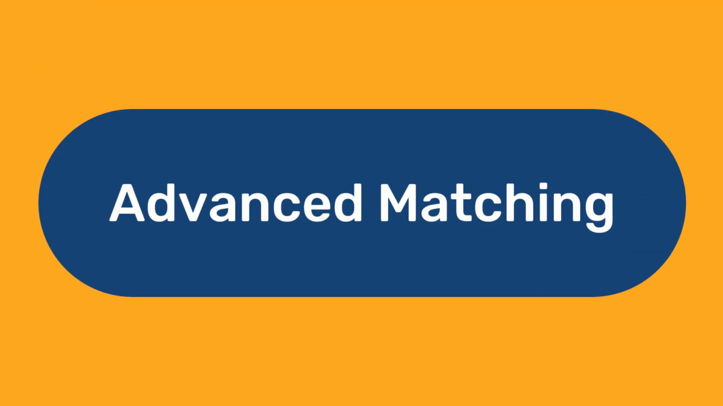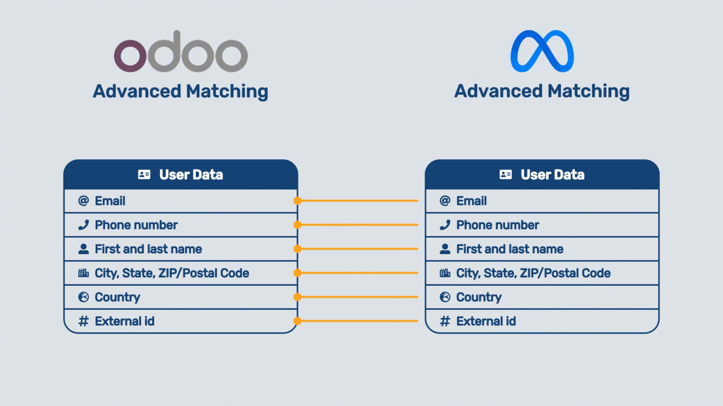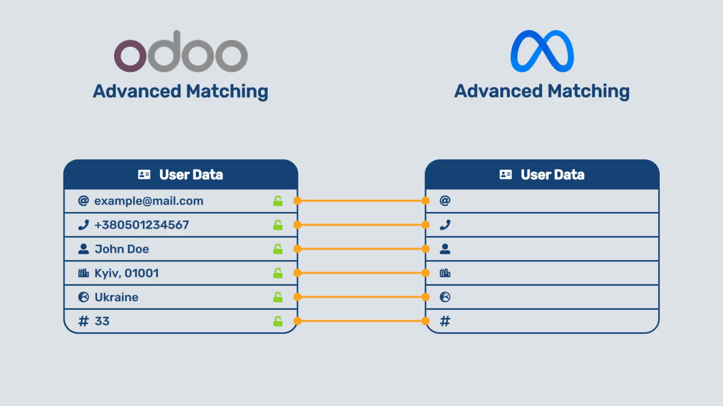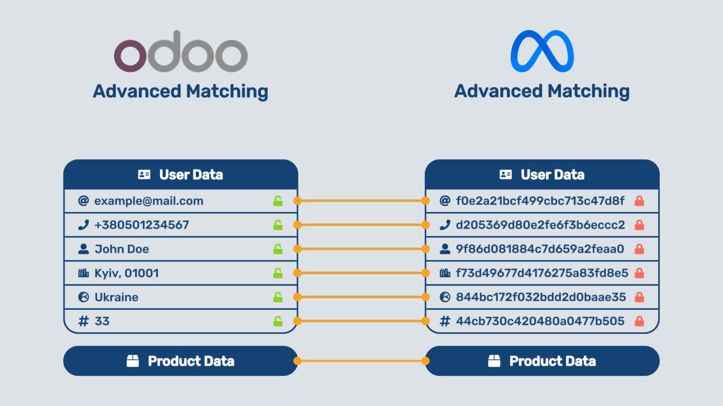Advanced Matching. Advanced matching optimizes your Meta Ads by providing user data to Facebook. Customer information is protected by hashing according to Meta requirements and is sent with product tracking data to achieve better performance. Enabling advanced matching for Pixel events should be done on both sides, in the Meta Events Manager and in Odoo.